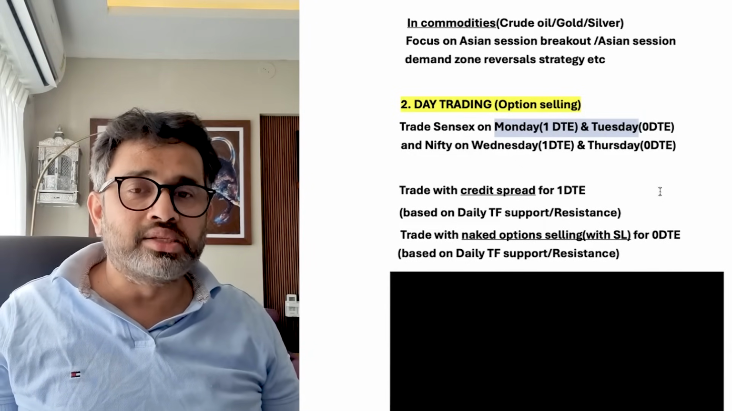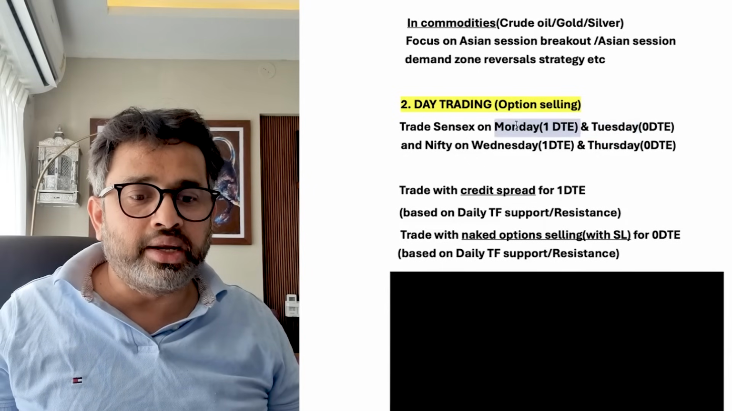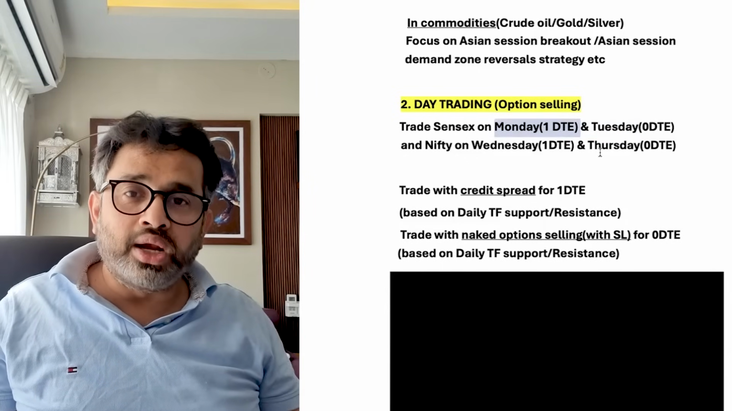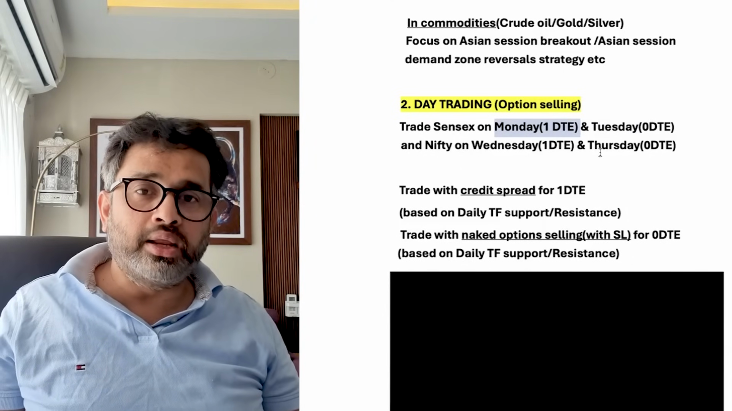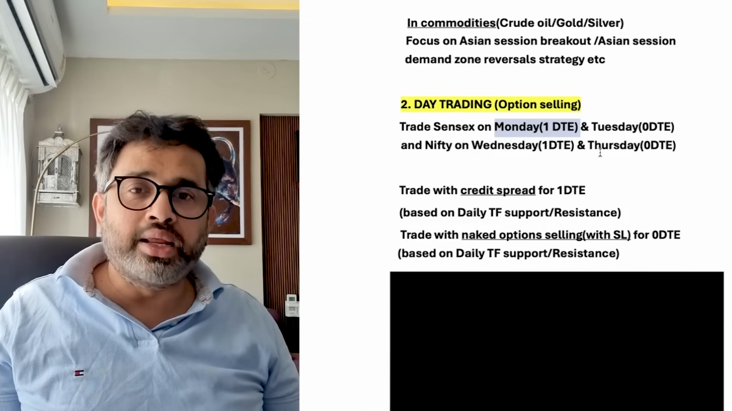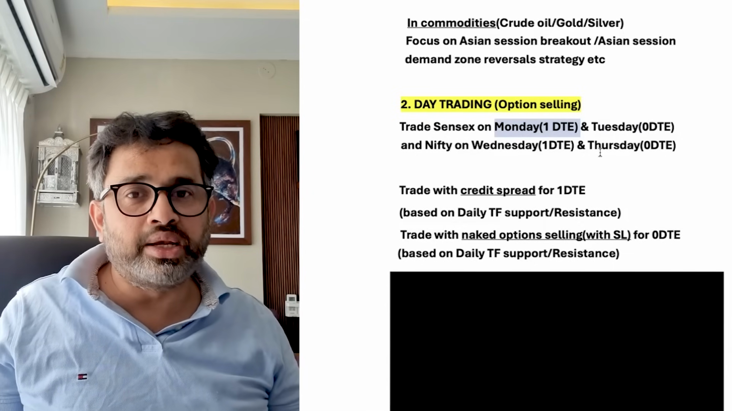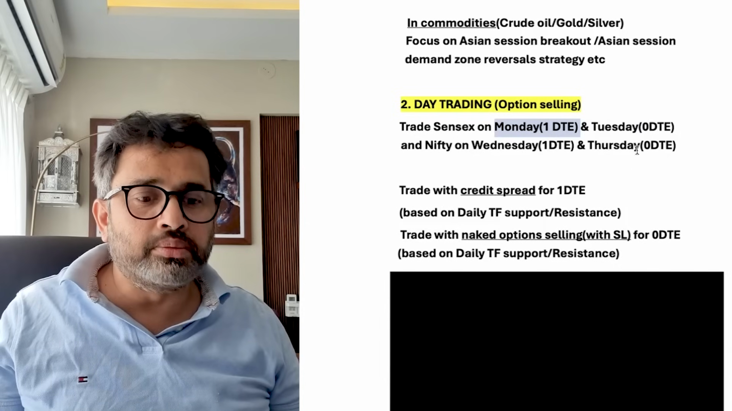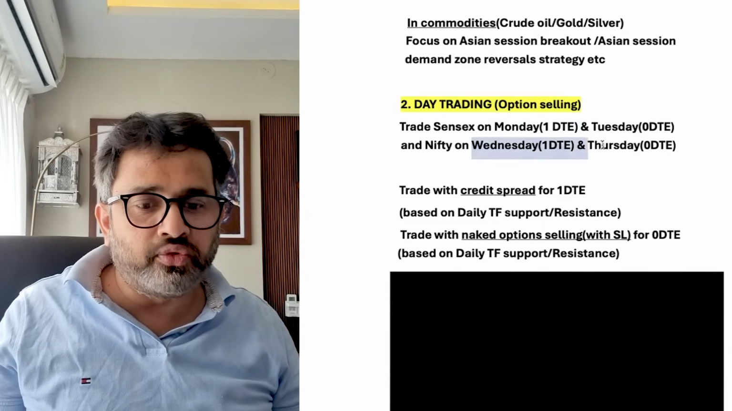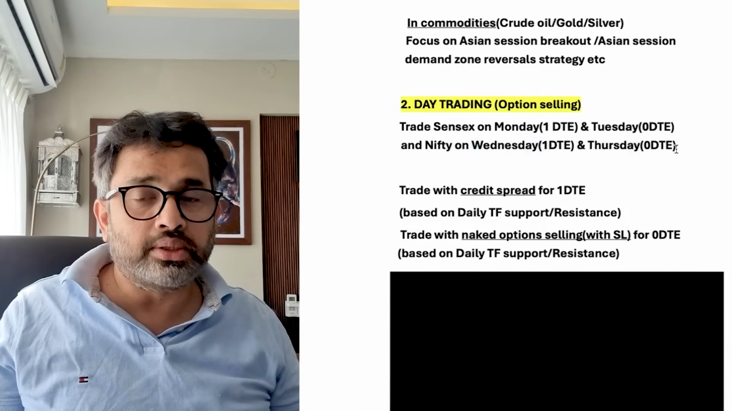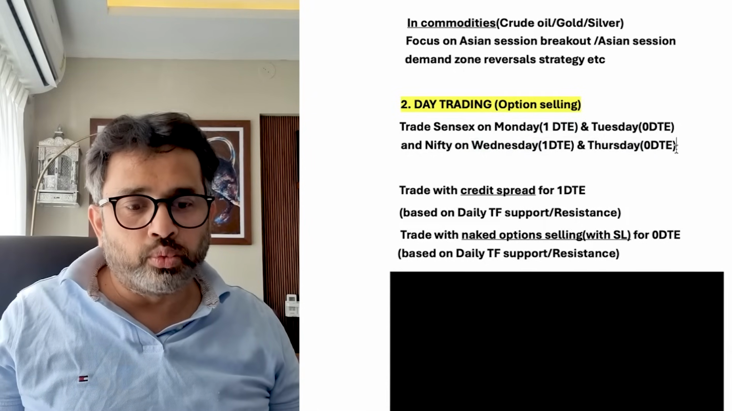So how can you balance it? You can balance it by trading 1 day to expiry. That means 1 day prior to the expiry day, because the premium will be very good 1 day prior to expiry day, and theta decay also will be there, not as much as expiry day theta decay, but still you will get some theta decay. Okay, so Sensex you can trade on Monday and Tuesday, and Nifty you can trade on Wednesday and Thursday. That is 0 day to expiry and 1 day to expiry.